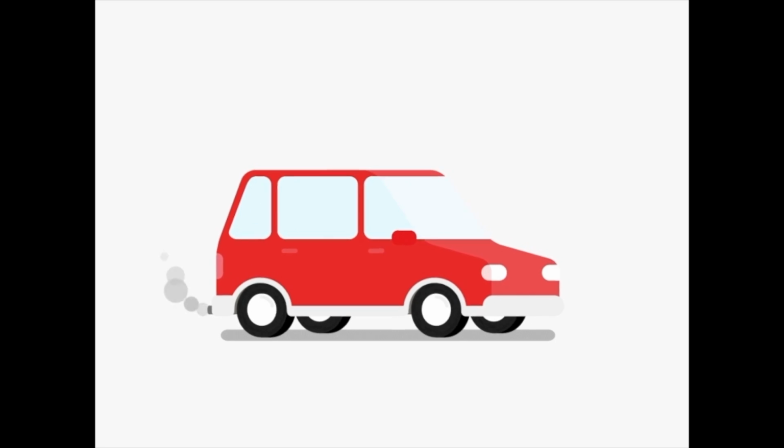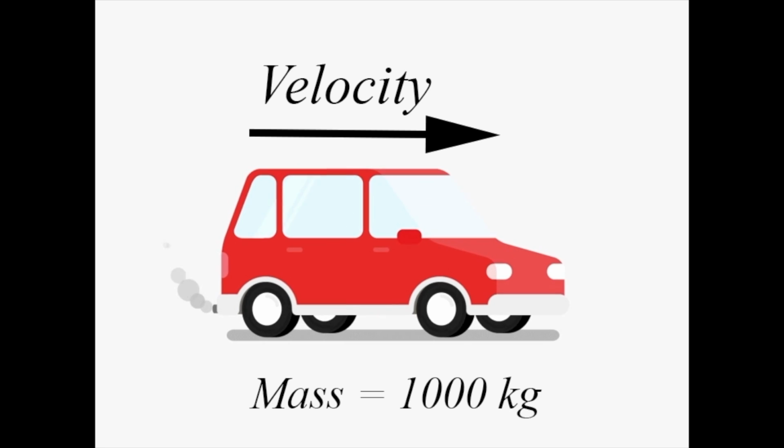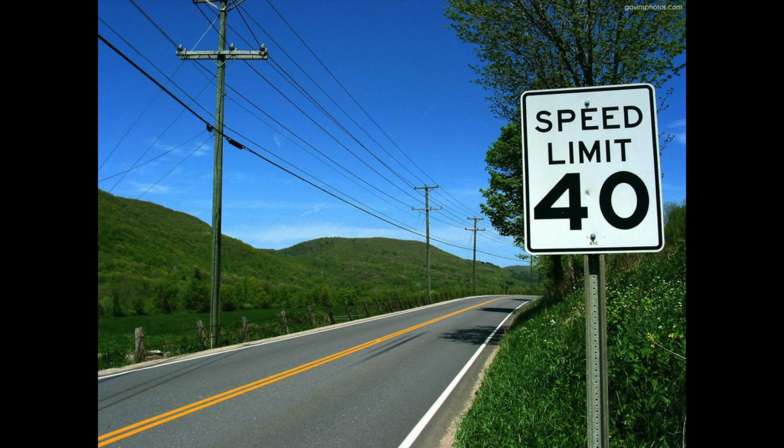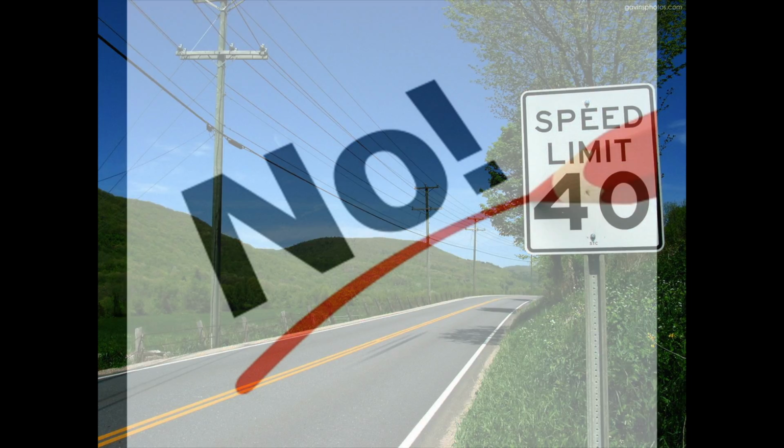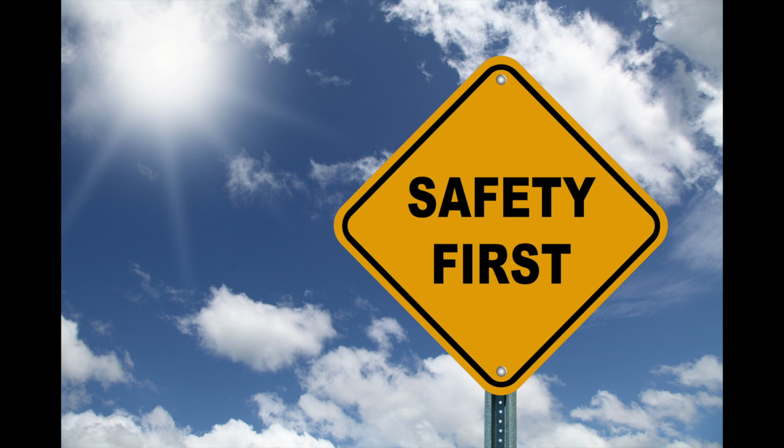As you just saw, mass and velocity matter for collisions. And while you can't control your mass, you can control your velocity. Allie probably shouldn't have asked her dad to speed up. Your safety matters, and speed limits are there for a reason.